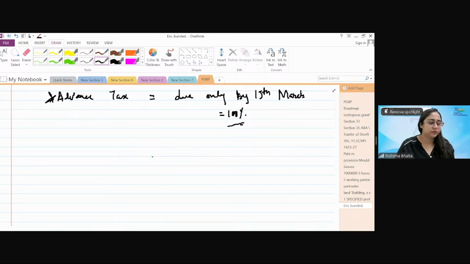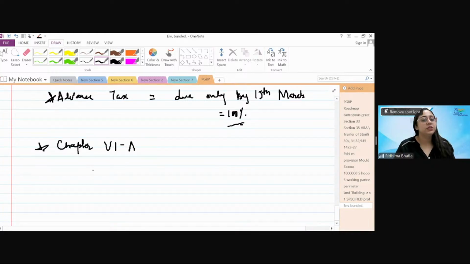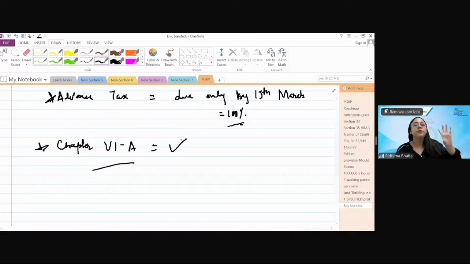और किसी ने मुझे बोला था, मैम, चैप्टर 6A की डिडक्शंस मिलेंगी? Chapter 6A, which is your gross deductions, will that be allowed? Yes, that would definitely be allowed. Because this is about presumptive income, about how to compute your PGBP income. We are not talking about total income, right? You may have other incomes also. So we are not saying that from that presumptive income you will not be allowed Chapter 6A deduction. Chapter 6A deductions are definitely allowed. There is no restriction on that.